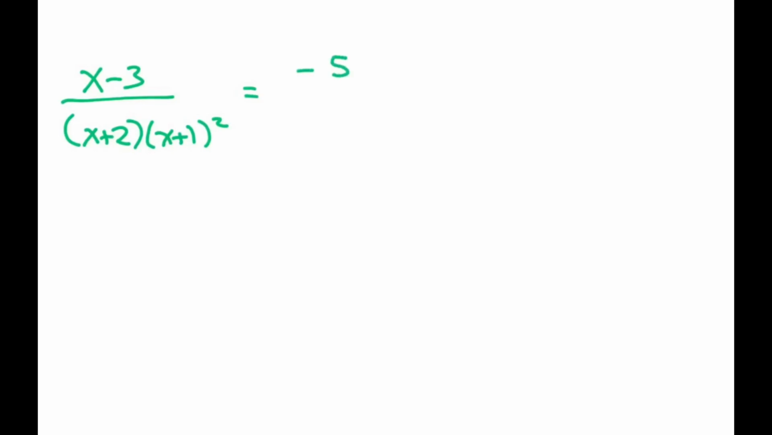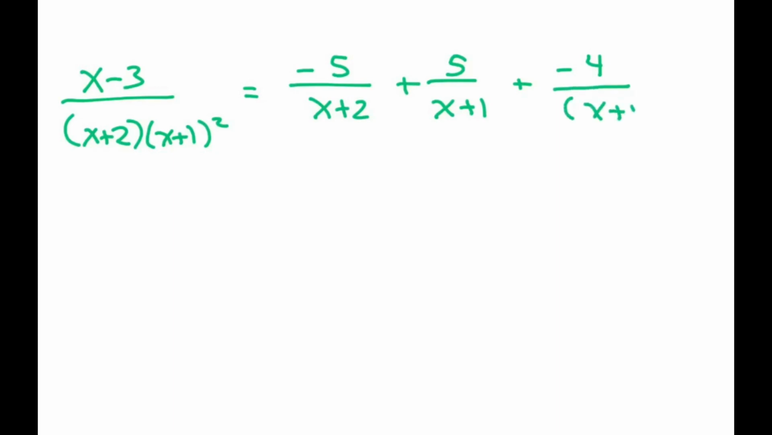Now we just plug it back in, and our final answer is going to be x minus 3 divided by x plus 2 times x plus 1 squared equals my A, which is negative 5, divided by x plus 2, plus 5 divided by x plus 1, plus negative 4, or you could just say minus 4, divided by x plus 1 squared. And that's your final answer.